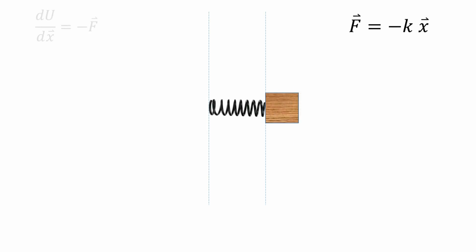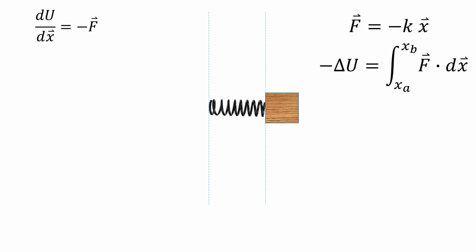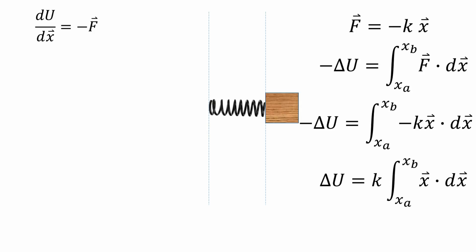Recalling the relationship between conservative forces and potential energy, we can quickly derive the potential energy associated with springs by integrating Hooke's law with respect to displacement. Because k is a constant, it can be pulled out of the integral, and the negative signs on either side of the equation will cancel each other out, leaving us with a change of potential energy equal to 1/2 k times x_b squared minus x_a squared.